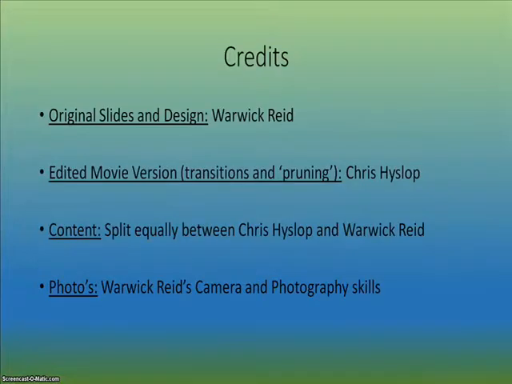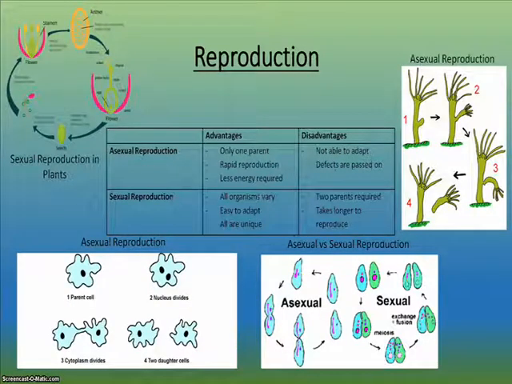The advantages of this is that all offspring vary, and this is optimal for a changing environment, as they are then able to adapt better. This also means that they shall all be unique, and organisms are more protected against diseases. The disadvantages, however, are that two parents are required to reproduce, and it usually takes longer to reproduce.